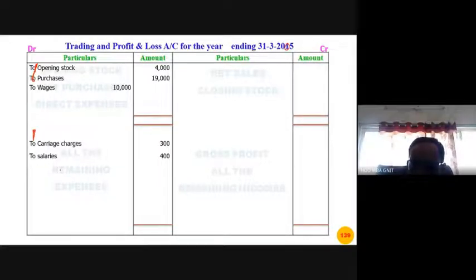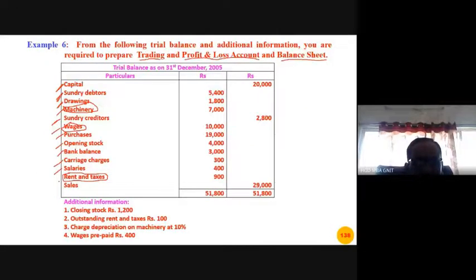Next one is rent and taxes. This account is rounded off. It means that it has the adjustment, so it is to be shown in the inner column. Rent and taxes is the expenditure that relates to the office. Simply rent and taxes is given. Taxes are paid by office people, not by the factory people. So it relates to the office, so it is indirect expenditure.